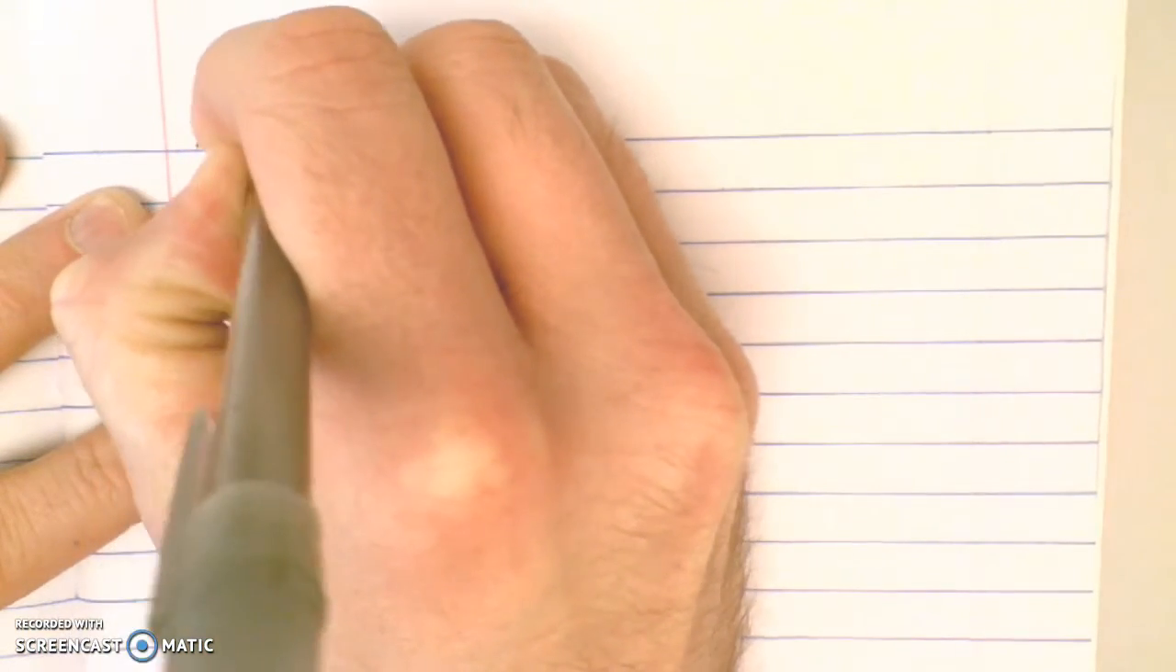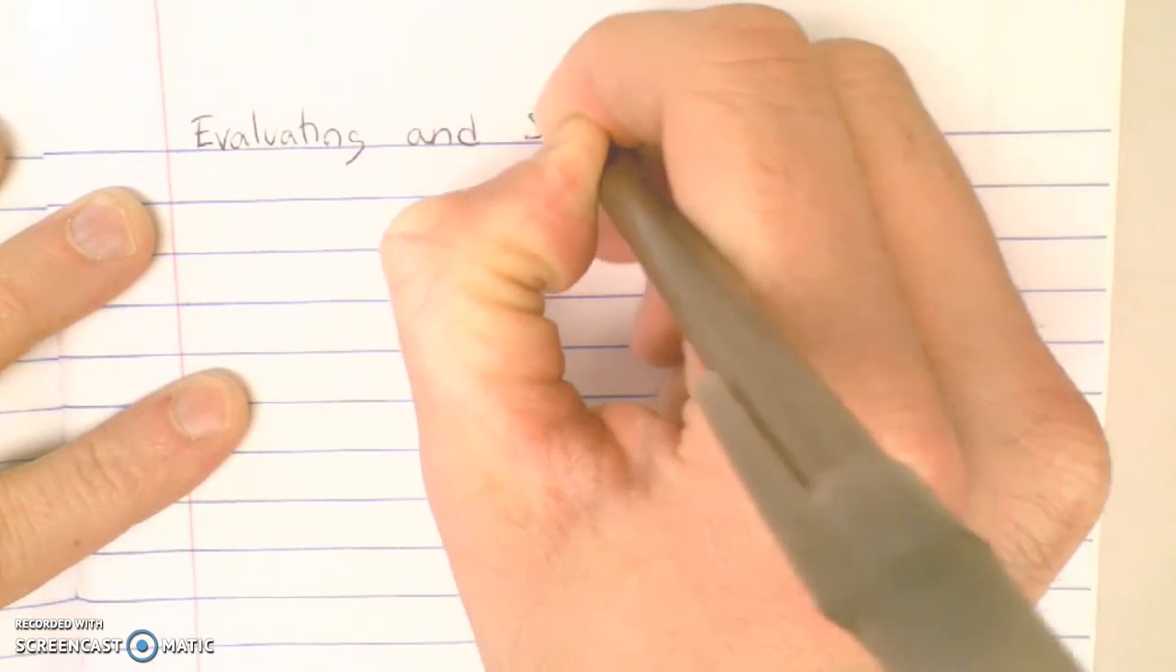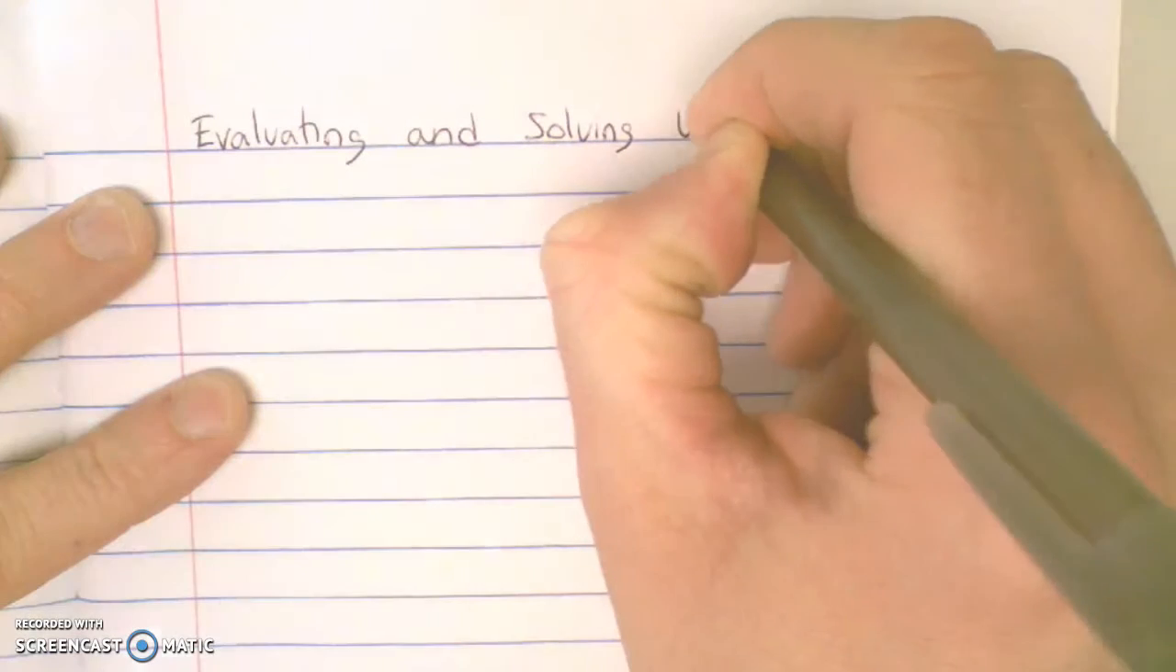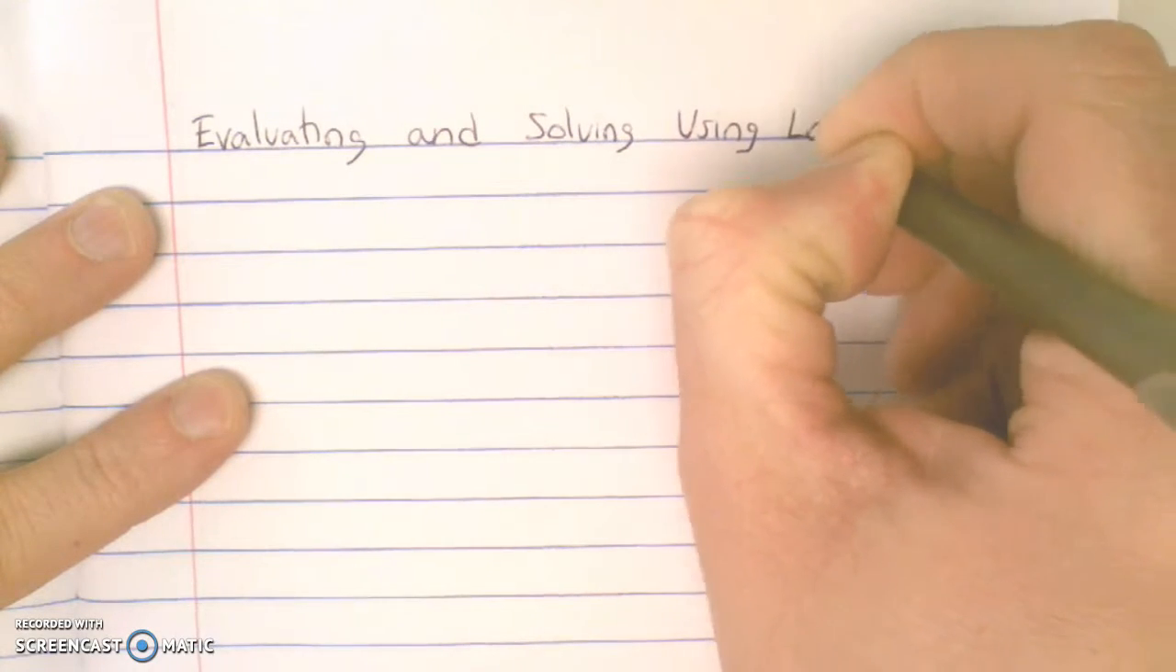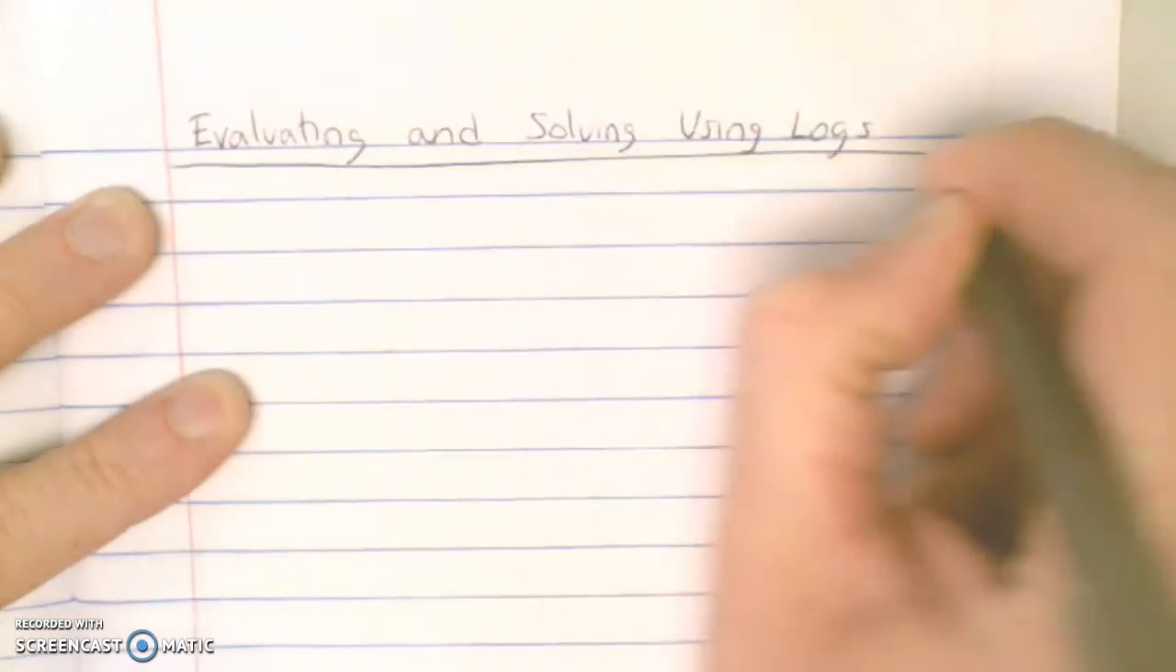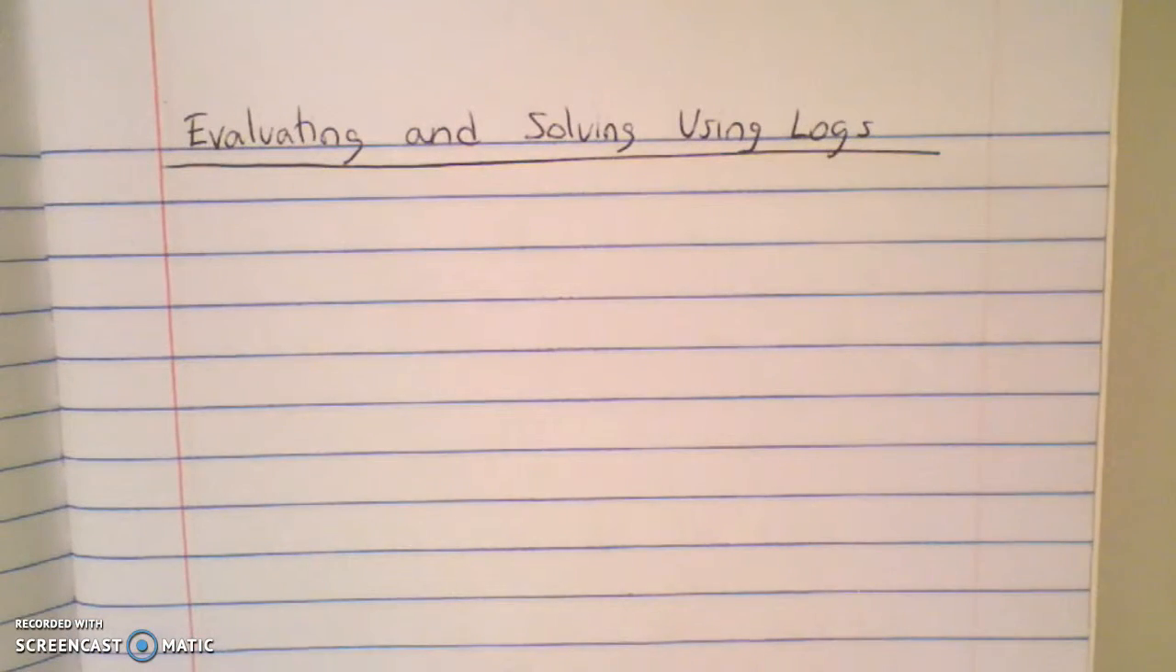All right, now that we've practiced with rewriting logs into exponential form and from exponential form into log form, we're going to start practicing evaluating logs. So the title of today's notes will be evaluating and solving using logs. And then make sure you write today's date in the top corner of your notes.